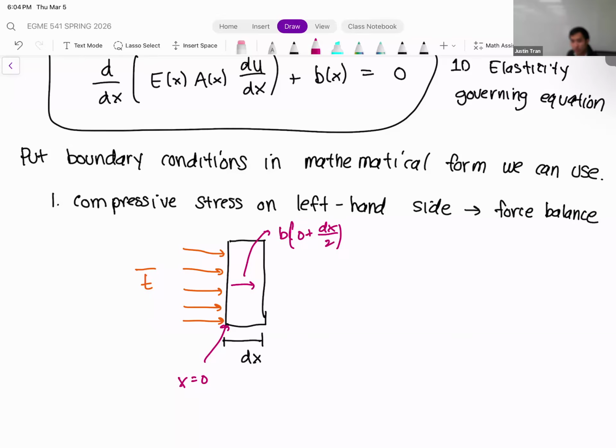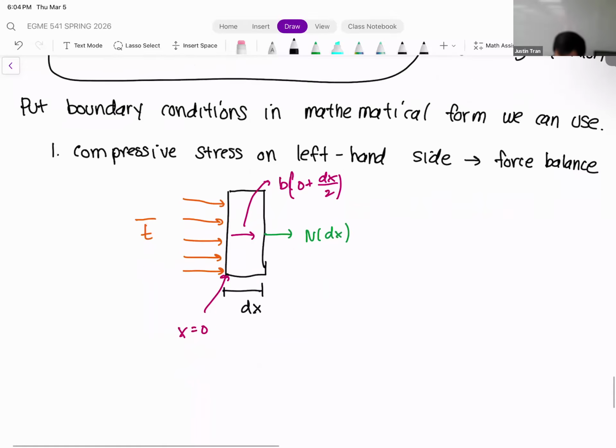Remember, this is a boundary condition, so we can state that we're at a very specific location of x in our domain. All right, and then of course we also have our internal force. So our internal force is going to be n of, well, technically it's n of dx, because that's the internal force that's on the right-hand side of this little sliver here. And then that's what's going to be balancing everything out here.